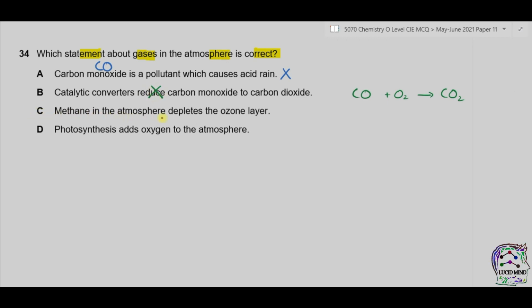Part C. Methane in atmosphere depletes the ozone layer. Methane is a greenhouse gas, so therefore it increases the average temperature of the atmosphere. Part D. Photosynthesis adds oxygen to the atmosphere. This is true because in photosynthesis carbon dioxide is removed and it is converted into oxygen in the presence of chlorophyll. Correct answer is part D.